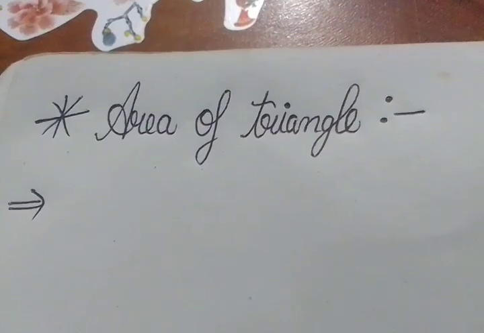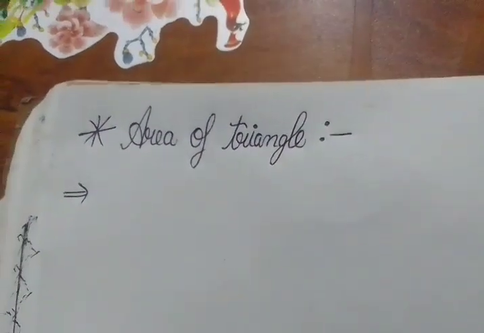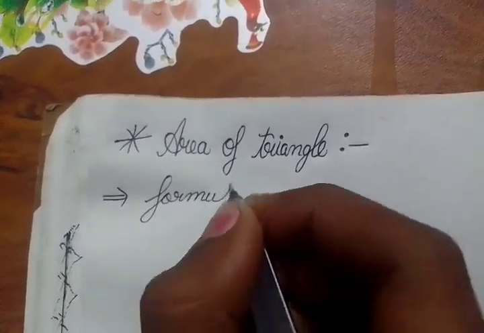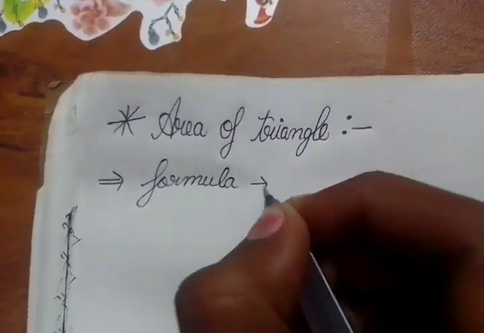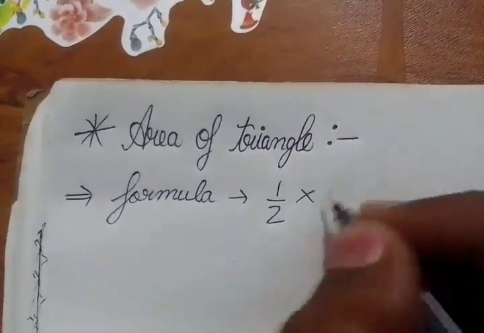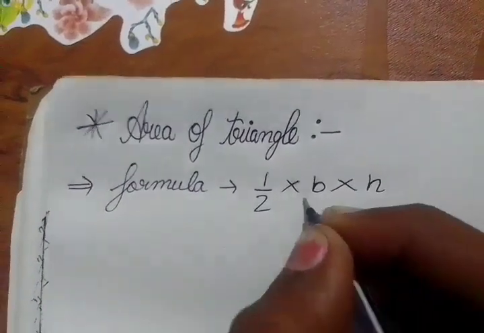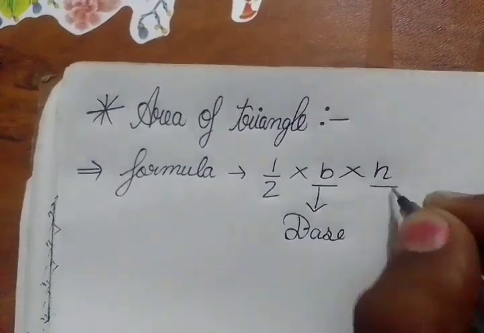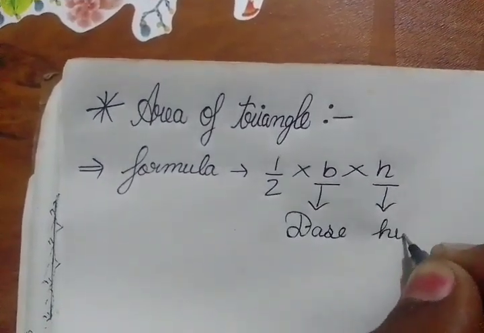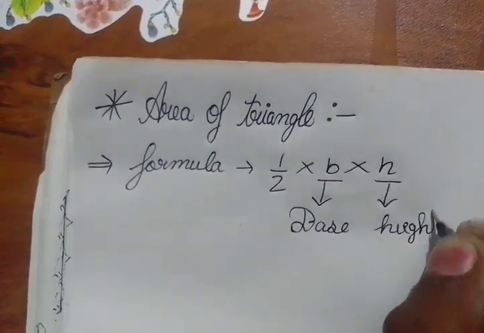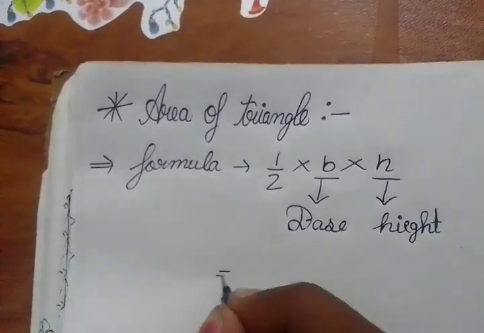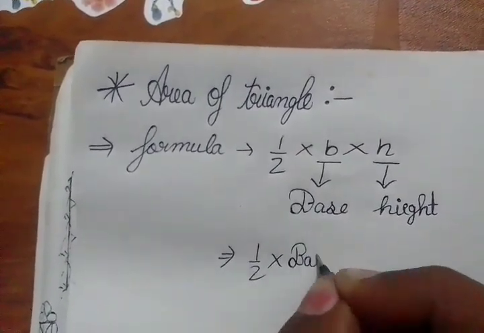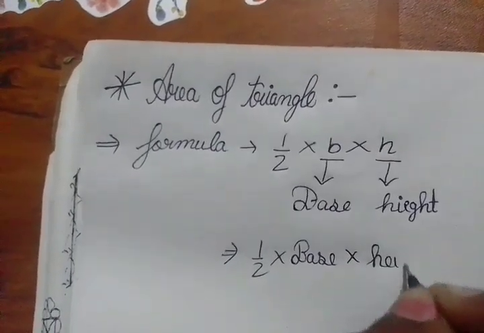Today's topic is area of triangle. So let's know the formula of this. The formula of area of triangle is 1 by 2 into B into H, where B is base and H is height. So the formula of triangle is 1 by 2 into base into height.